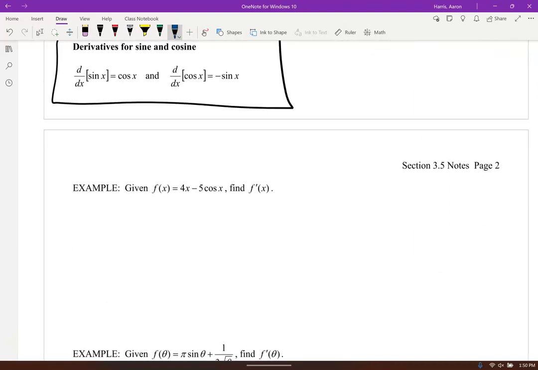Here's the first one. The derivative of 4x is 4 times 1, minus 5. The constant stays there, but I say, hey, what's the derivative of the cosine? Negative sine. So the overall derivative is 4 plus 5 sine of x.